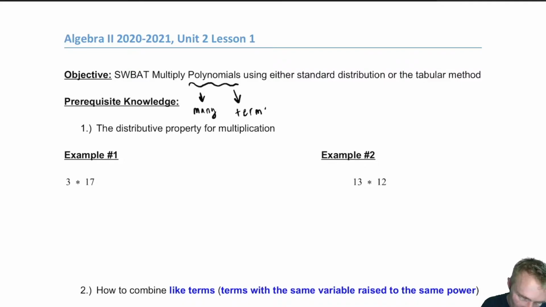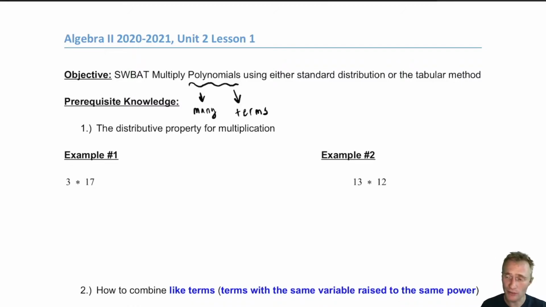So this is going to be things like x squared plus 2x minus 3. That's a polynomial. It has many separate terms. We're going to extend our operations of addition, subtraction, multiplication, division. We're going to take what we know about just doing that with regular numbers and applying those to variable expressions. Today is going to be all about multiplication.